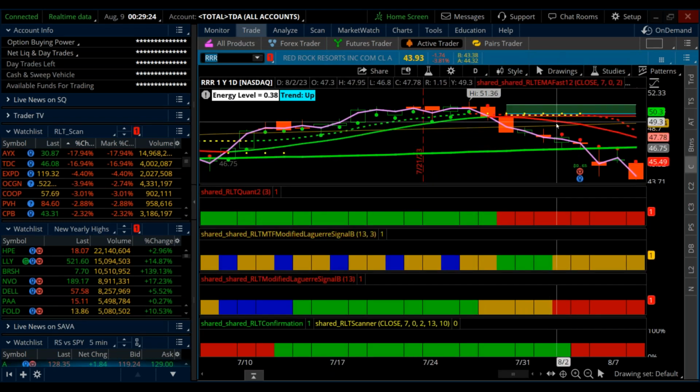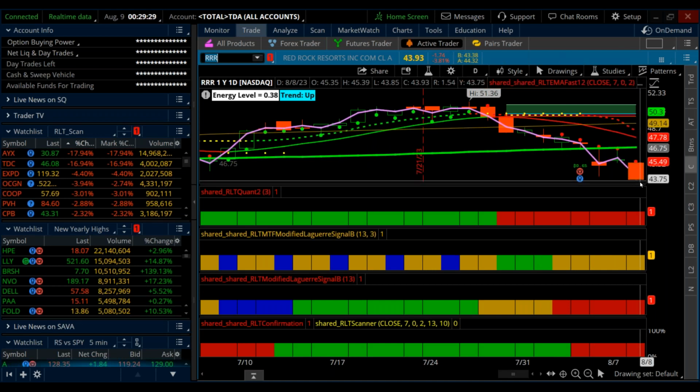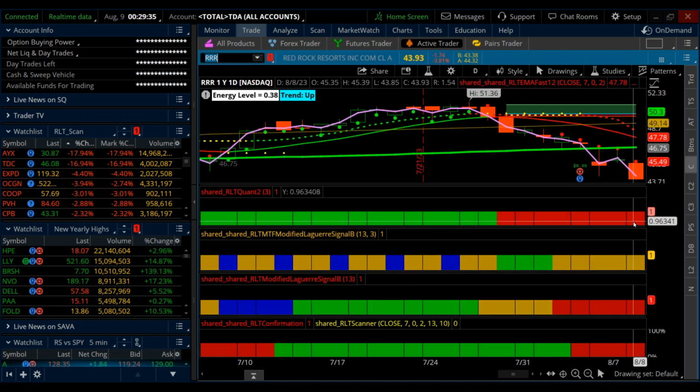Earnings, big gap down, big move down today. Looks like it closed right on the low of the day. We get yellow or red, so we know we've got this thing set up for the institutions selling it. So let's switch over to TC2000 and see what it looks like here.